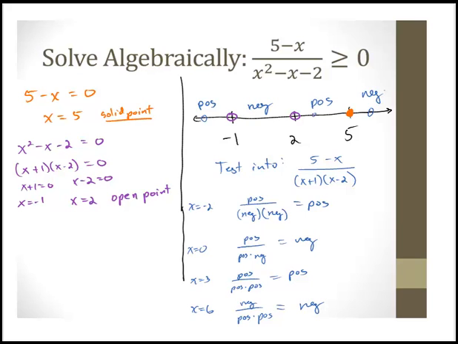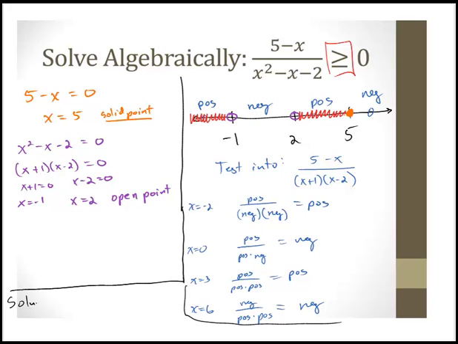Alright, we wanted the function to be greater than or equal to 0, so I'm going to shade wherever I ended up with positives. So positive and positive, and then write the solution using interval notation. So the solution would be from negative infinity to negative 1, parenthesis, union, parenthesis 2, comma 5, bracket.